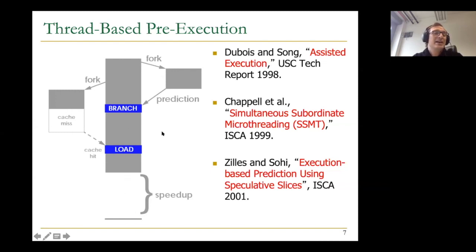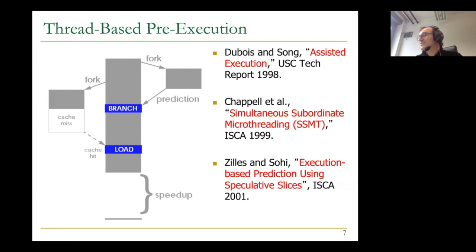That's the idea, basically. And you do a similar thing for branches. In fact, the simultaneous subordinate microthreading paper gives an example from the branches. Their goal was to really improve the branch prediction accuracy for hard to predict branches. And they constructed these speculative threads to pre-execute the branches and the code data flow that's leading to those branches. And they forked the thread early enough such that the prediction is available just before or enough before the branch is actually fetched by the program.